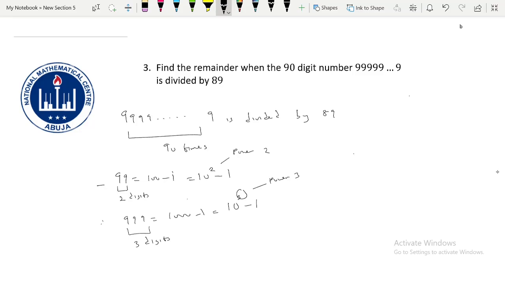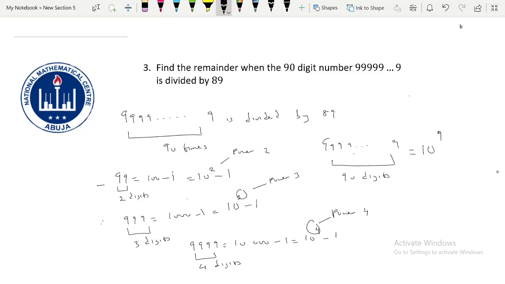You can still do this. If it's 4 nines, this is 10,000 minus 1, which is 10 to the power 4 minus 1, and this has 4 digits. So you can see that any number made of nines is going to be 1 less than a power of 10, where the power equals the number of digits. So with this, the 90-digit number, we can write as 10 to the power 90 minus 1. I think we are good on this, right? We have somehow rewritten the number as something else.